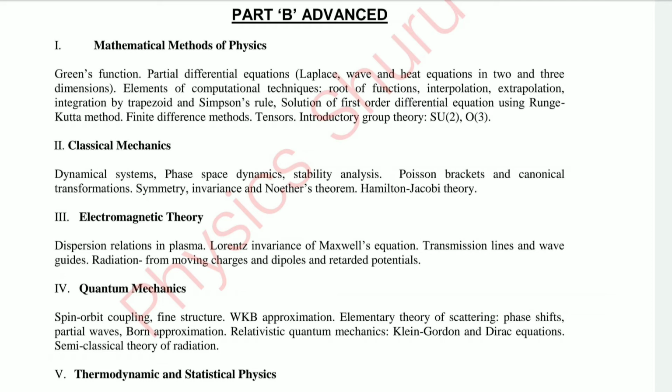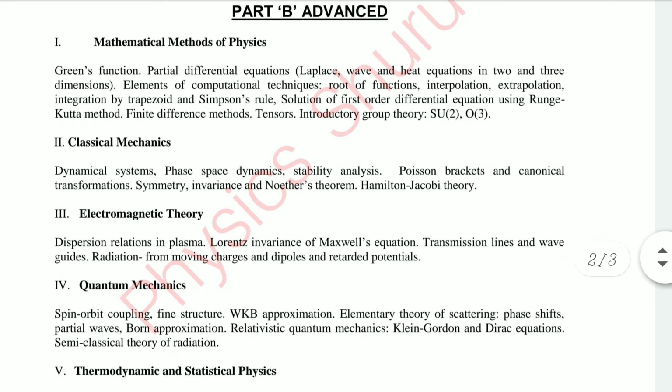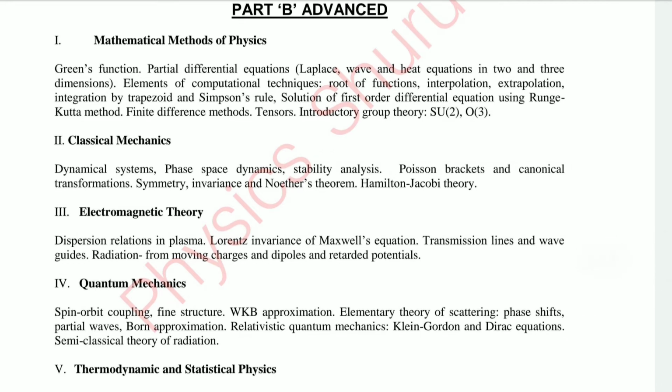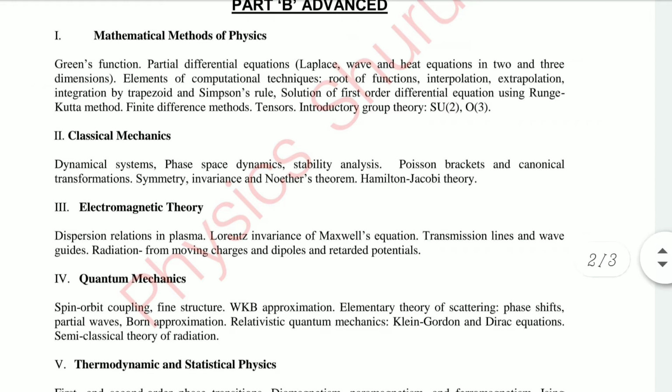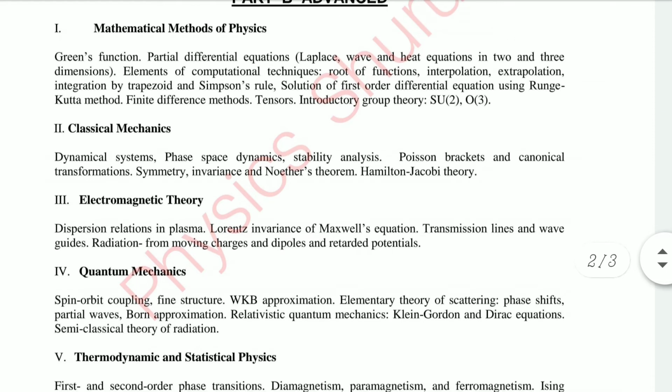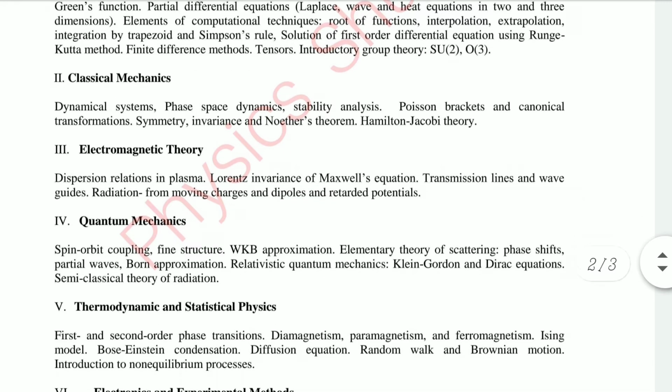Fourth unit, quantum mechanics. Here you have to read spin orbit coupling, fine structure, WKB approximation, elementary theory of scattering, phase shifts, partial waves, Born approximation, relativistic quantum mechanics, Klein Gordon and Dirac equations, semi-classical theory of radiation.